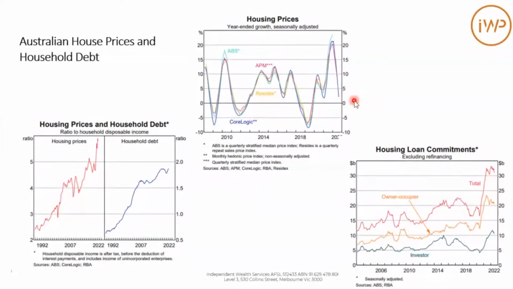Just on house prices, what we can see here is that, as far as the ratio is concerned, house prices are at all-time highs, sitting around 6 times disposable income. Correspondingly, we're also seeing household debt rally up there as well. We had a little bit of a fall when COVID occurred, but then it took off again.